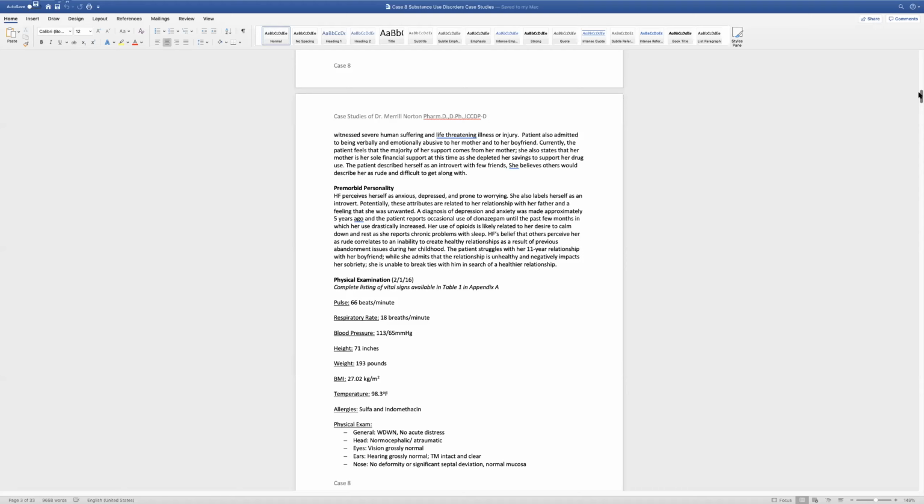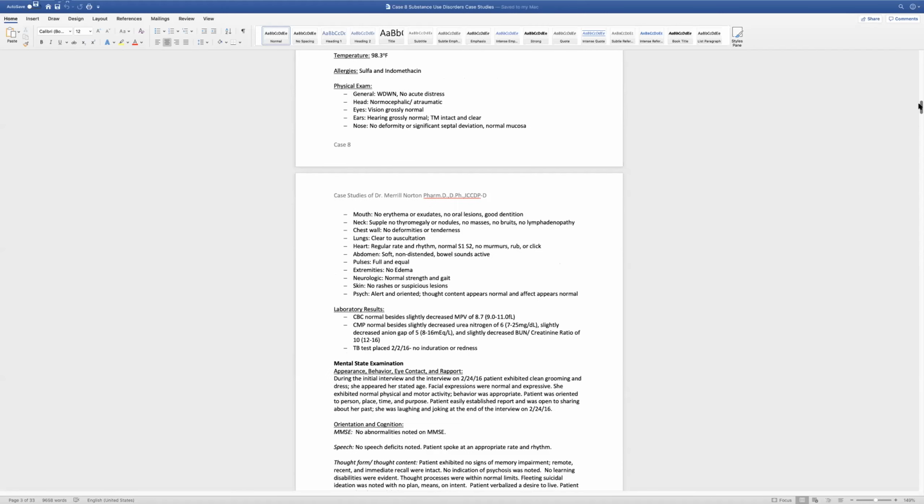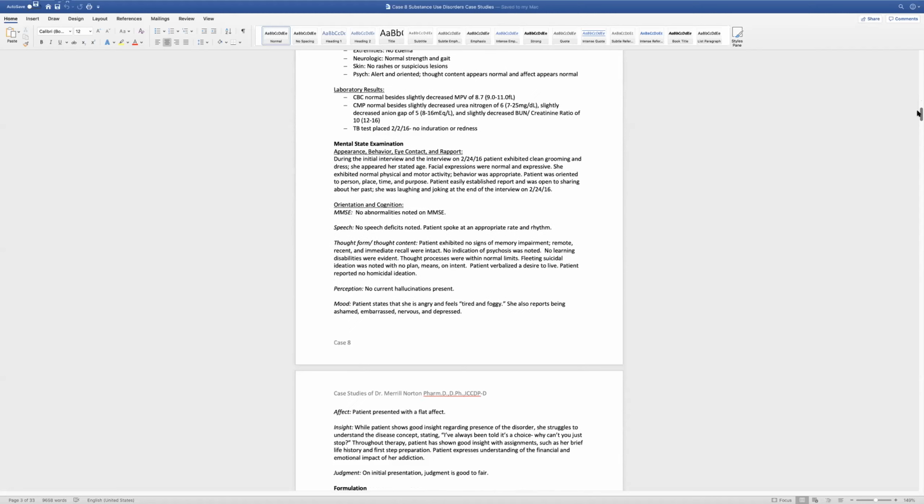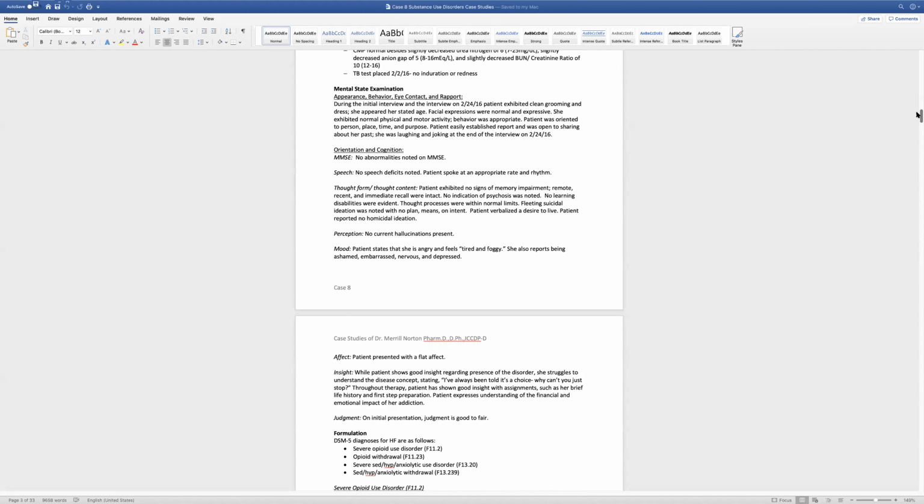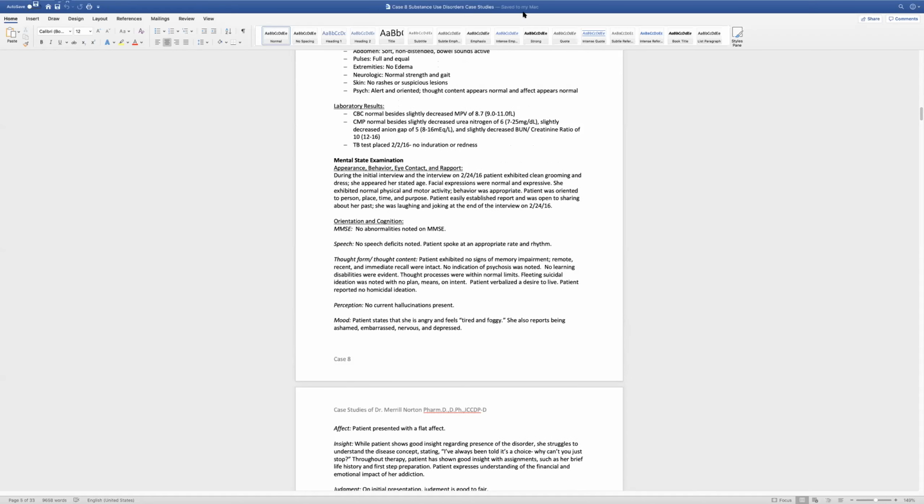Okay. Physical exam showed that she was 193. She is 5 foot 11 and 193, so her BMI is 27, which is a little overweight. Physical exam, no particular issues with that. Mental status, has anxiousness, regards, I've been told it's a choice, why can't you just stop? Okay, all right. With that said, what do we got? Tell me what y'all's impression is.